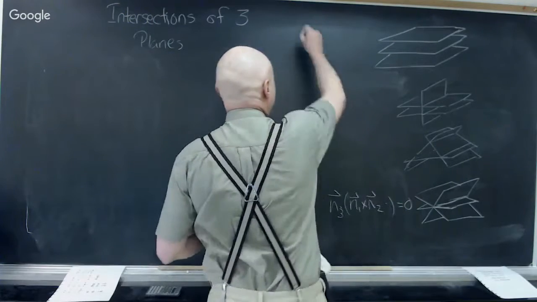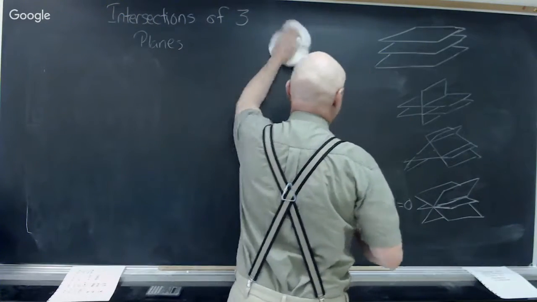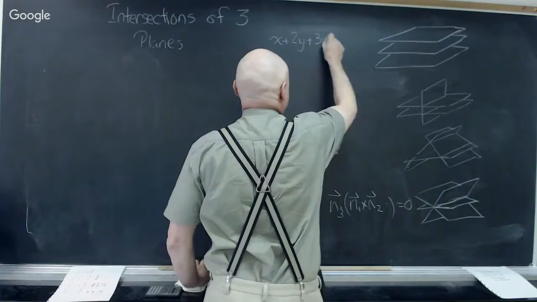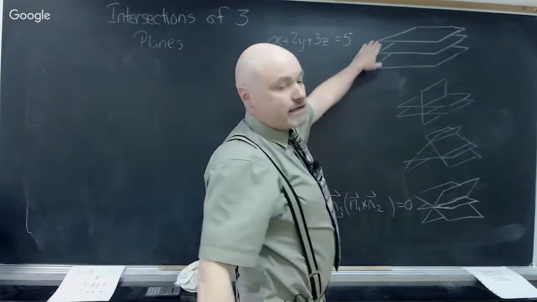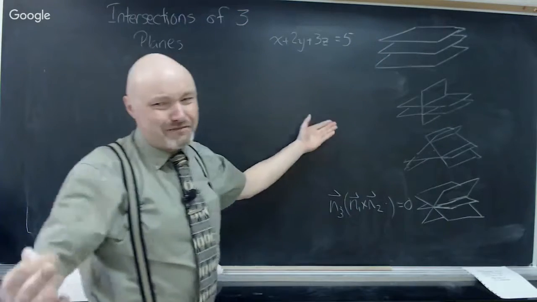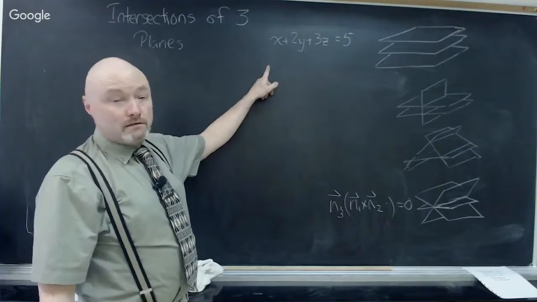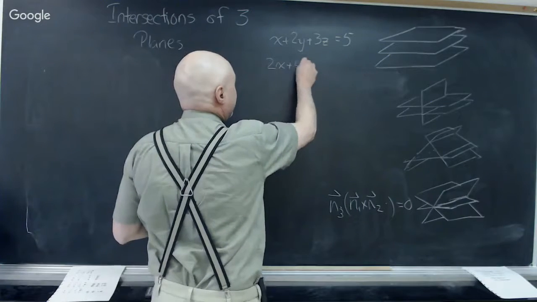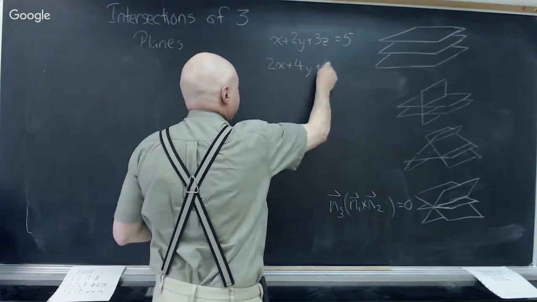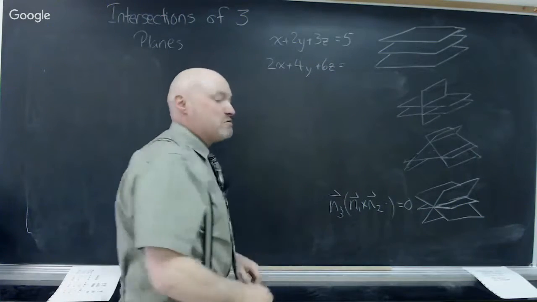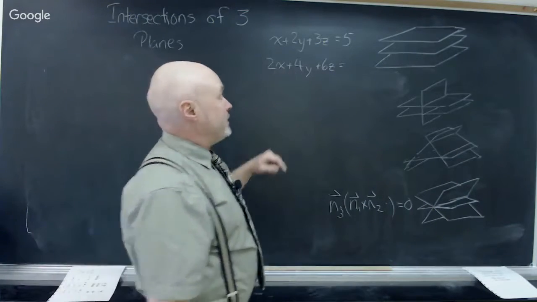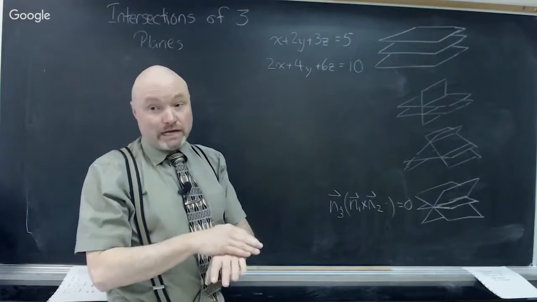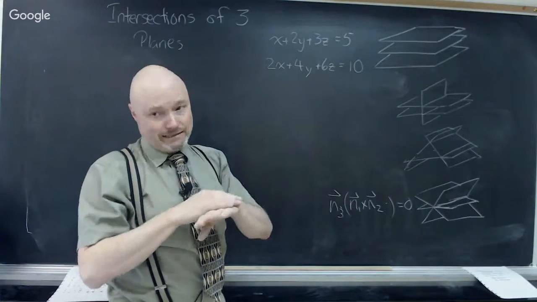If we look up here, let's just do a system of equations. So if this was x plus 2y plus 3z equals 5, let's say that's the equation of the top plane. Give me a potential equation for the next plane. 2x plus 4y plus 6z, exactly. And then equals something. If it was a 10, those two planes would actually be exactly the same.